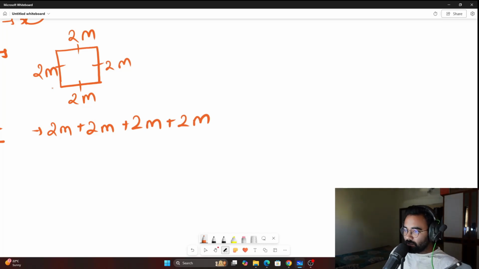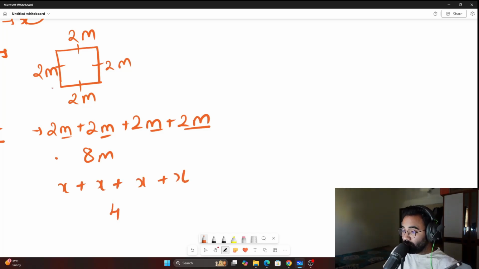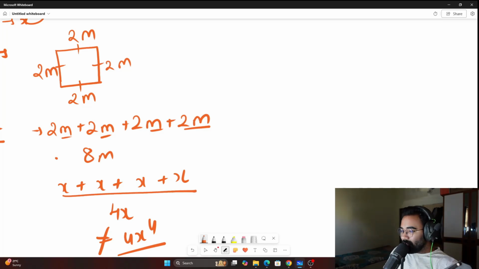added all the sides, that is 2 plus 2 is 4, plus 2 is 6, plus 2 is 8, but I will not write meter square, I'll simply just write meters. It follows from the same logic of polynomials. If I add x plus x plus x plus x, this will only give me 4x. This will not give me 4x to the power 4, because when you add the variables, you do not add the powers. Okay, so this is just 4x.